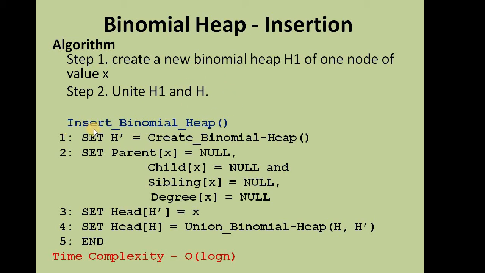So let's talk about this procedure more. Insert binomial heap. We'll create a new binomial heap with the new value and set the parent of x to null, child of x to null, sibling to null and degree to zero, because this is a binomial heap with only one node. Then we'll set the head of this as x and perform the union procedure on the two binomial heaps, the older one and the newly created binomial heap. The time complexity of the same will be order of log of n.